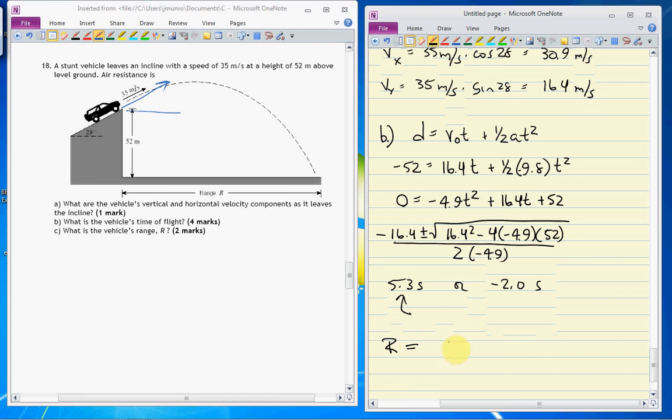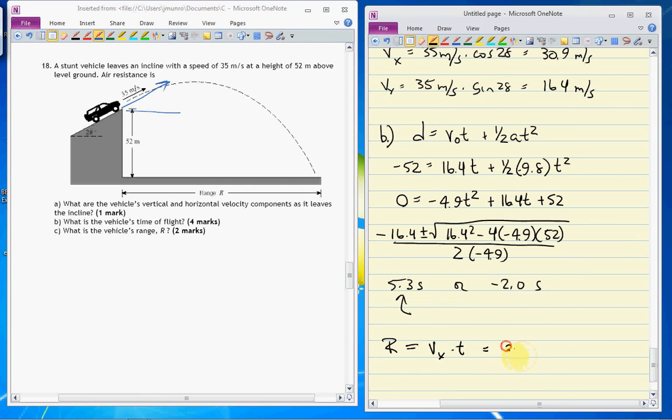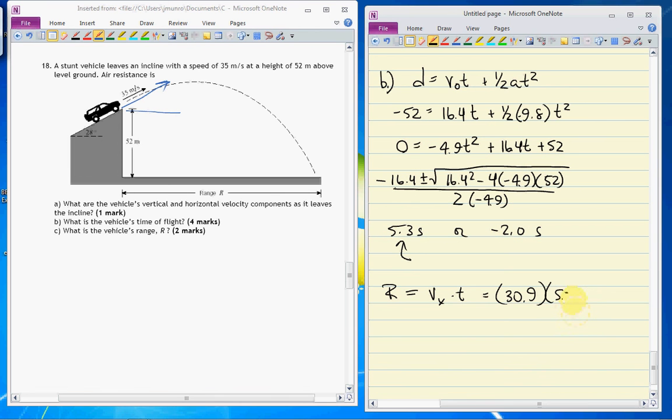For the range, that is the x direction, so that's Vx times t. For this we're going to get the 30.9 then. We return to the Vx usage there, multiplied by the 5.3 seconds that it's in the air, and we get 165 meters total distance.